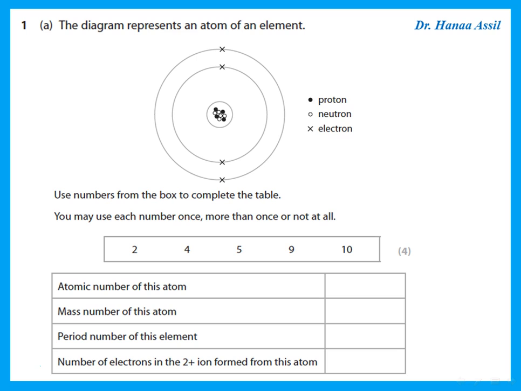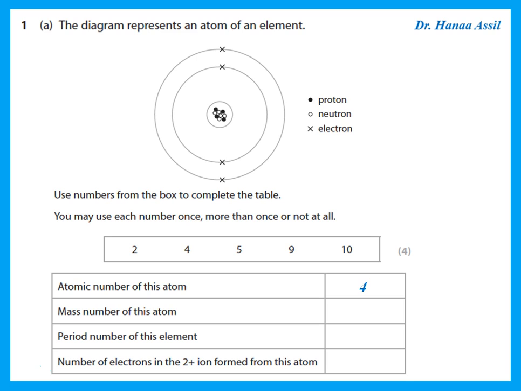Now, how do I know the atomic number? It is the number of protons. So if you see the key that he has there, the proton is the dark dot inside the nucleus. I have 4 of them. That means I have 4 protons. That means the atomic number is 4.